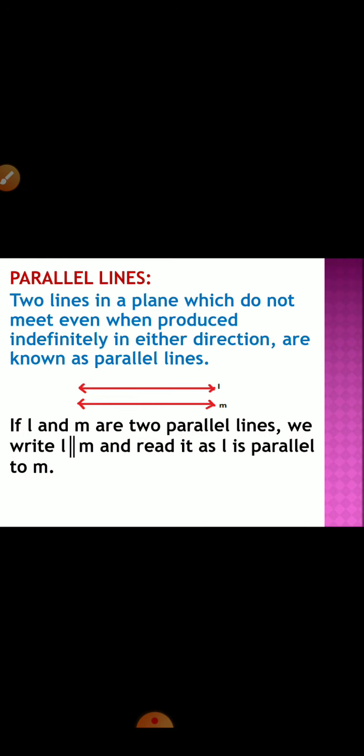So if L and M are two parallel lines, we write L parallel to M. This is the symbol of parallel lines and we read it as L is parallel to M. Clearly, L is parallel to M. We have M is also parallel to L.